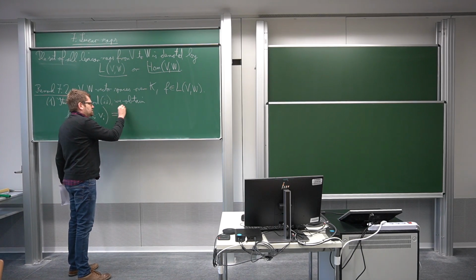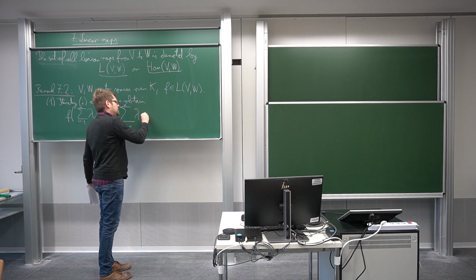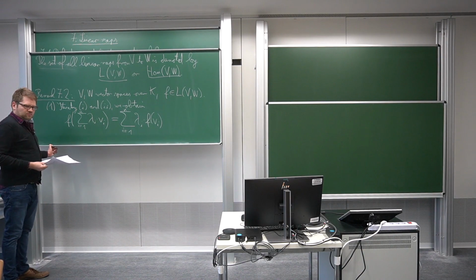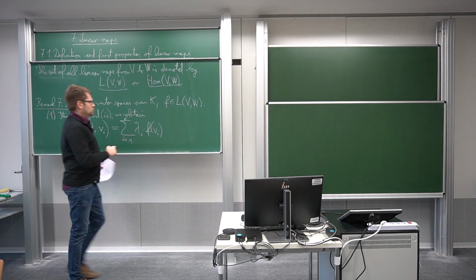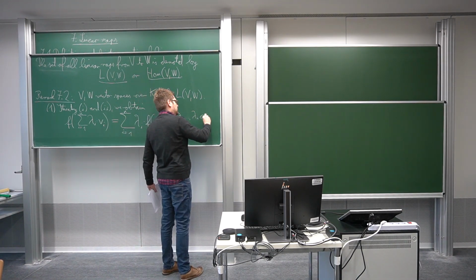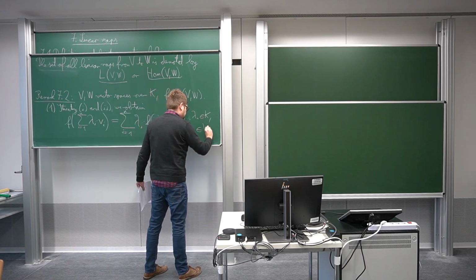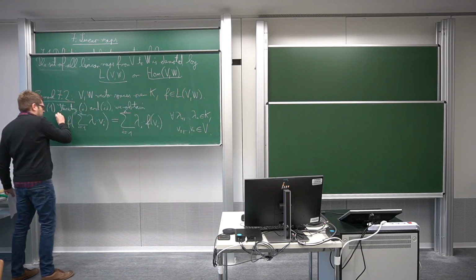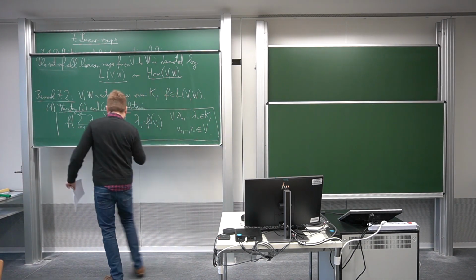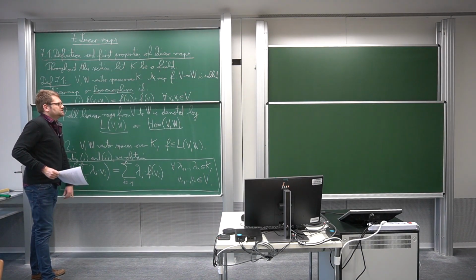It is then easy to see that this is nothing but the sum from 1 to n of lambda i times f of v i, simply by using the above properties over and over. And this holds true for all lambda 1 to lambda n in K, v 1 to v n in V. So this will be used many, many times. Let me put a box around this, because this formula is used really all the time. Okay, so this is the first thing that's easy to see.